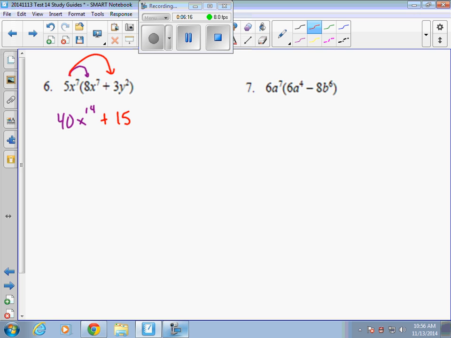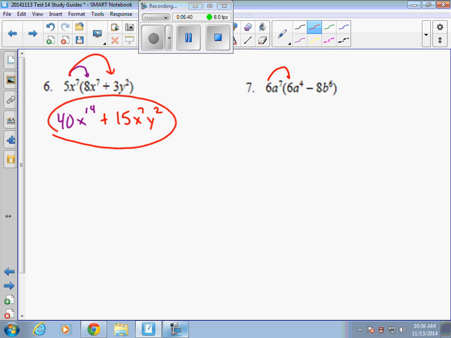Now you have different exponents. Here's an example where you have x to the 7th and y to the 2nd. Those are not the same bases. So what you have is x to the 7th and y to the 2nd, and you write it just like that. You don't add 7 and 2 because they're not the same bases. You don't get 9 there.